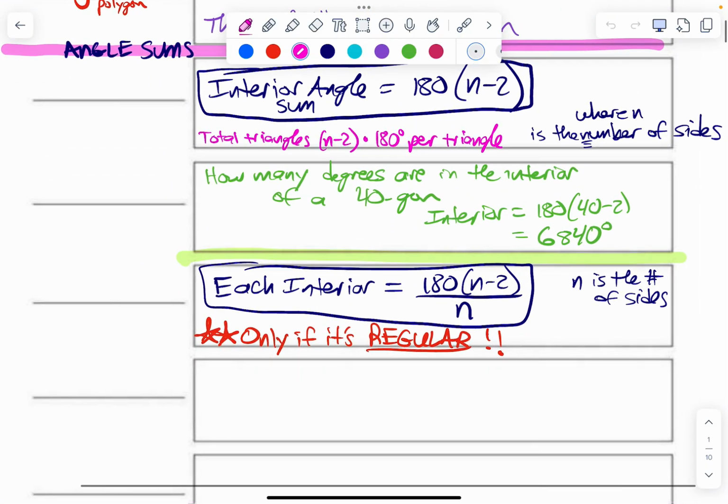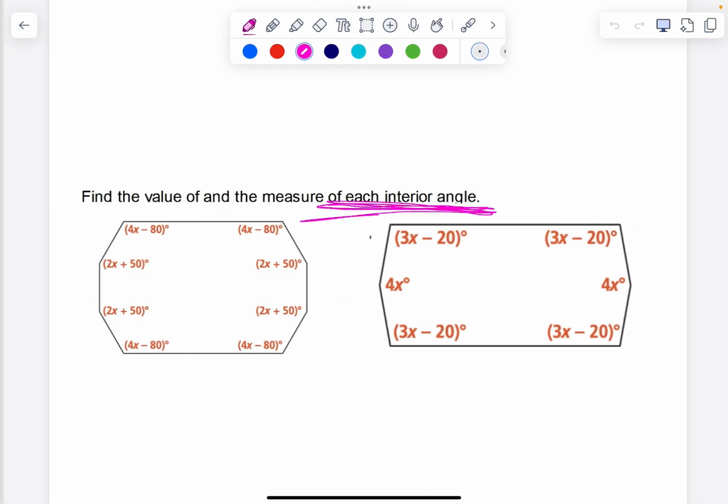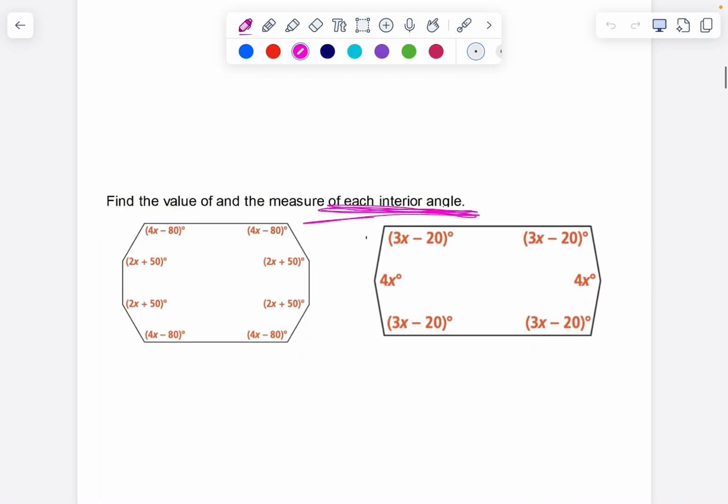This one, each interior. But that's not what it's asking in that case, because note, just reminding you that this has to be regular for this one to work. And clearly that one we were just working on, neither of those are regular, okay? So when it says that, it means find x and then plug it in, and then you have each one that you need, okay? So the direction sometimes can be a little confusing. Do you want to do one of these together, or do you feel ready to do them on your own?